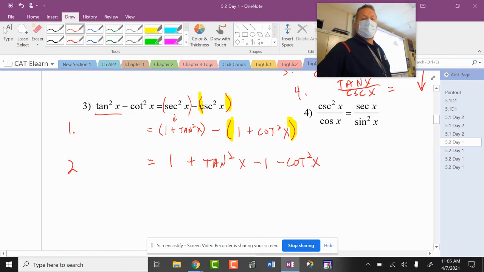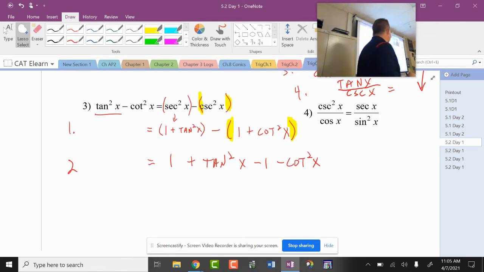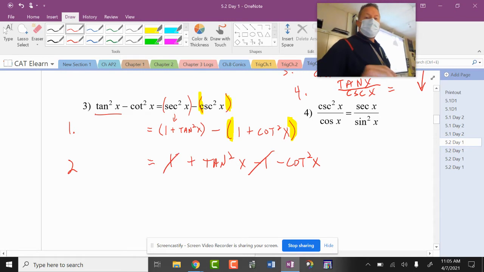Because what happens to the ones? And I accidentally leaked into the next question, but I'm not doing the next question. So what happens to the ones, everybody? They cancel. Do I have to rewrite this? No. That says tangent squared minus cotangent squared, and that's what the left side says. So check baby, 1, 2, 3, I'm done.